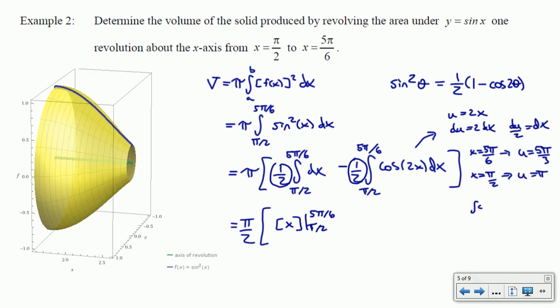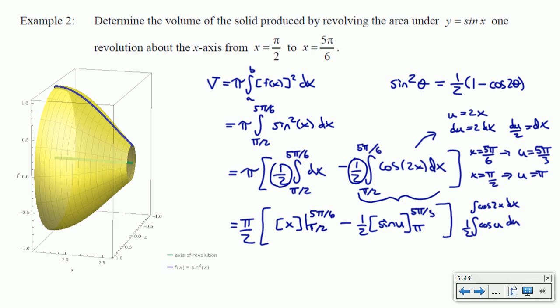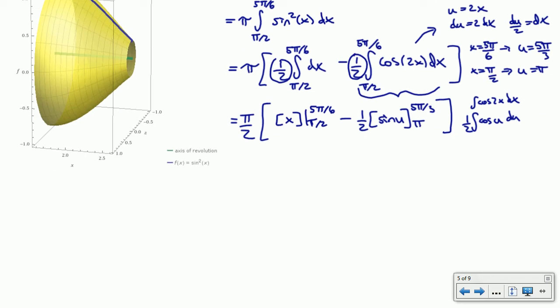So the integral of cos 2x dx can be rewritten as cos of u with a 1/2 out front. And cos would have come from a derivative of sine. So we would write this integral here as negative 1/2 sine of u evaluated from pi to 5 pi over 3. If you're wondering whether or not I neglected to deal with this factor of 1/2, it actually came from this substitution, and the other factor of 1/2 has already been dealt with. We can now substitute our limits of integration.